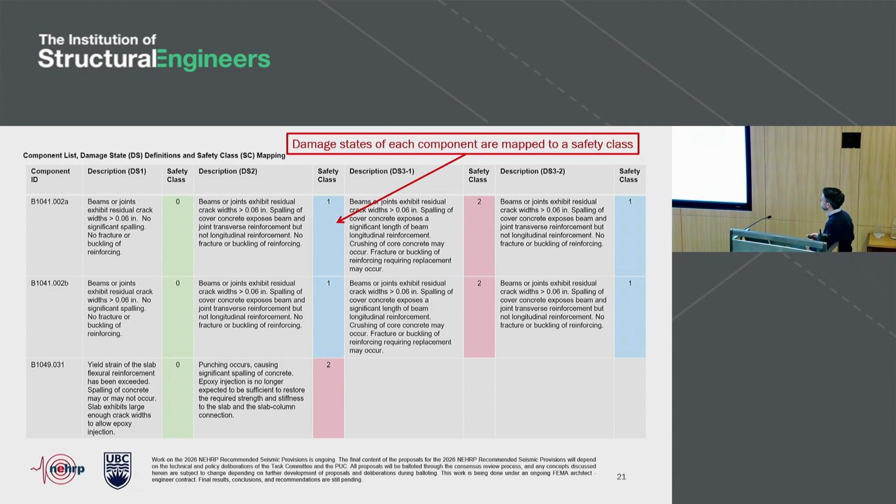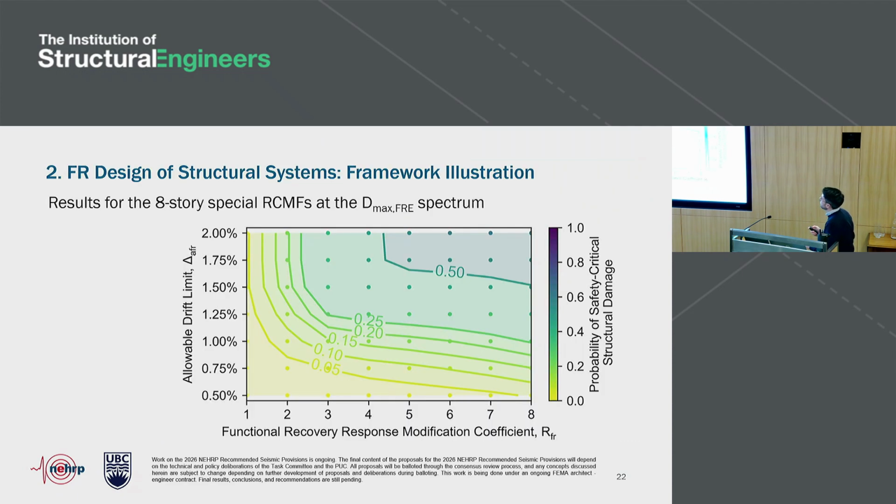Okay, so for this 8-story reinforced concrete moment frame, and all of its 56 possible design variations, how did we make decisions?